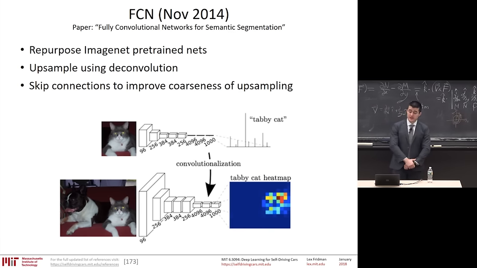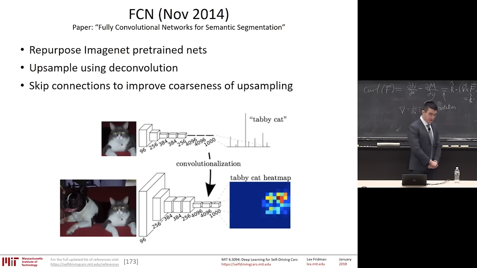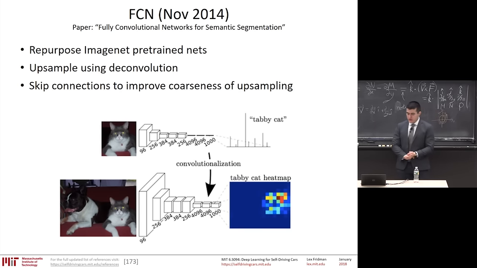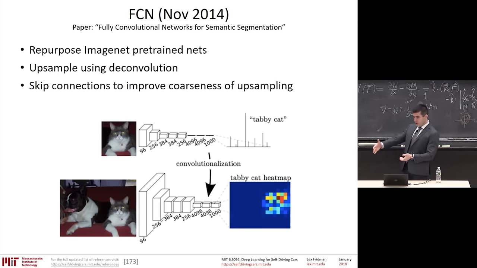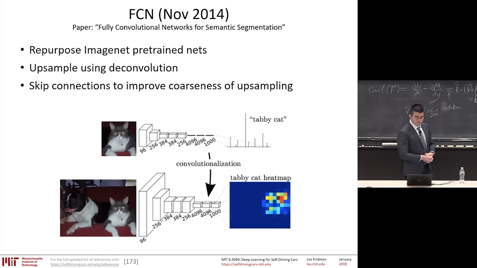A lot of the work in the semantic segmentation started with the fully convolutional networks for semantic segmentation paper, FCN. That's where the name FCN came from, in November 2014. Now, I'll go through a few papers here to give you some intuition of where the field has gone and how that takes us to SegFuse, the segmentation competition.